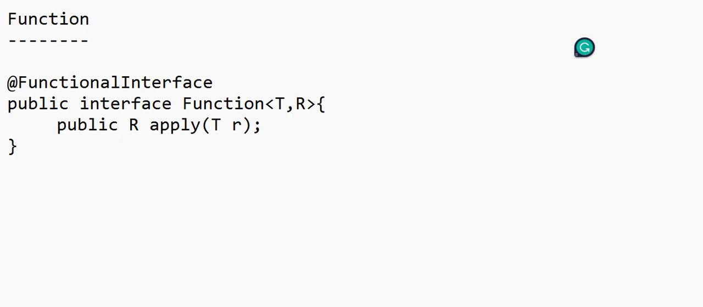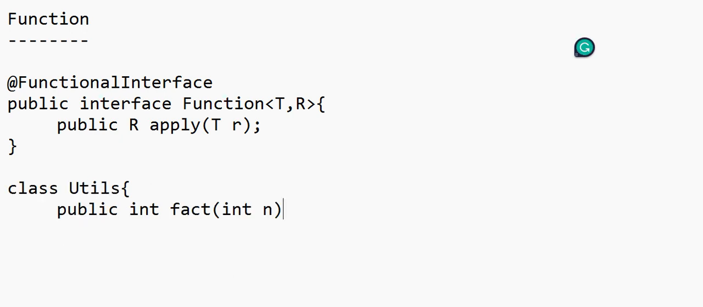Now let us see, without this, if I want to calculate the factorial of a number, by passing the value to it, it will return the factorial of that number. So how do I implement that? Usually we have to define one class. Say I am defining one class called Utils. Here I am having one method, public int fact(int n). I am looking at the simplest case.